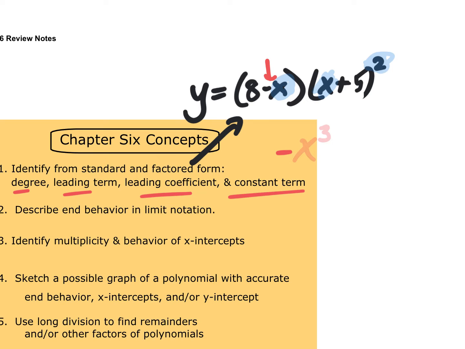Okay, keep going. So we got the leading term is negative x to the third. What's the degree? 3. What's the leading coefficient? Negative 1. Negative 1 is correct, and the constant term. I got 200 because you have to square 5. 5 squared is 25, yup. And then multiply that by 8. Multiply by 8, 25 times 8. 25 times 4 is 700. Wait a minute. Yep, so did you say 400 or you say 200? 200. 200 is correct, good.